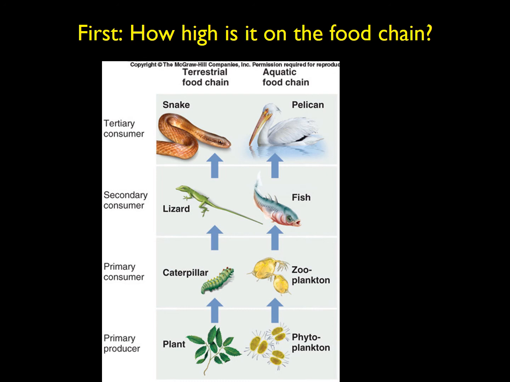So on land, our primary producers are the plants. Primary consumers might be caterpillars. Those are eaten by secondary consumers, the lizards. Then these lizards are going to be eaten by snakes, our tertiary consumers. And then there's similar things on the aquatic side.